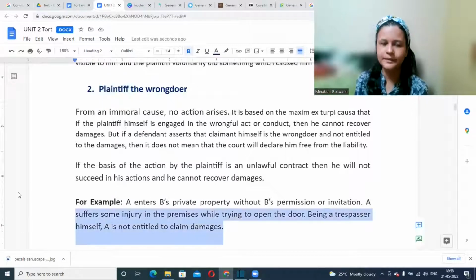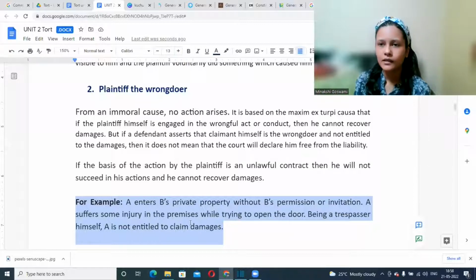Take for example, A enters B's private property without B's permission or invitation. B has not invited A. B has not given consent that you can enter my property. Still, A enters B's private property. And while trying to open the door, he suffers some injury. And he goes to the court and files a case that there is some defect in B's door. I sustained injury. I should be getting compensation.